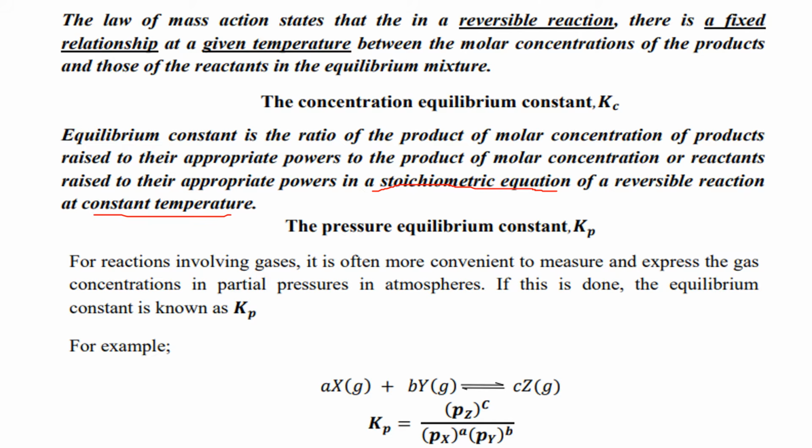So let's look at the pressure equilibrium. Now the pressure equilibrium constant Kp. Now this one, what you should know is that it mainly affects gaseous reactions. And even if you have a reaction where you involve other states, that means if you have a heterogeneous equilibrium system, we only consider gases when you are calculating for Kp, or the pressure equilibrium constant.